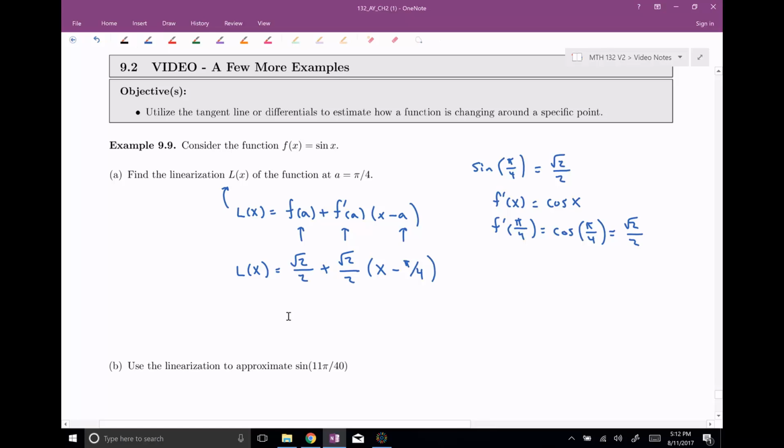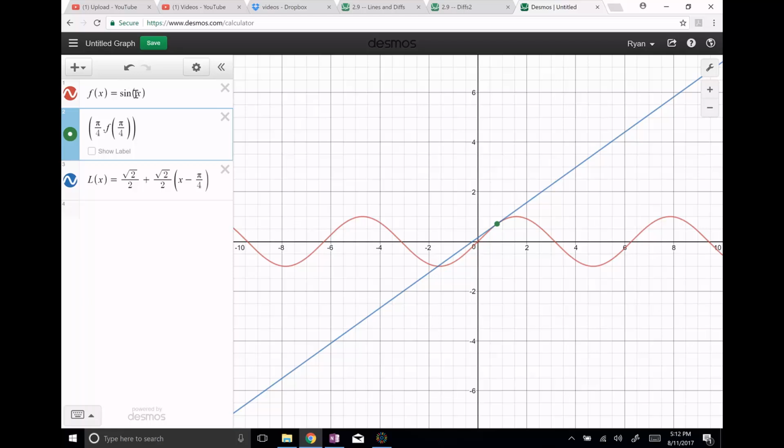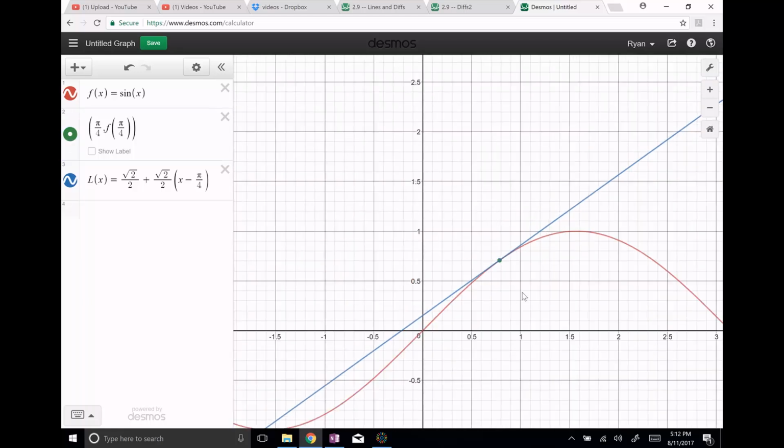And again, this is my final answer, but I want to emphasize that the linearization is just the tangent line. So I went ahead and graphed my function sine of x. Again, we were at this point, pi over 4, and I graphed our answer, the linearization, root 2 over 2 plus root 2 over 2 times x minus pi over 4. And you can see that, again, this is just the tangent line.